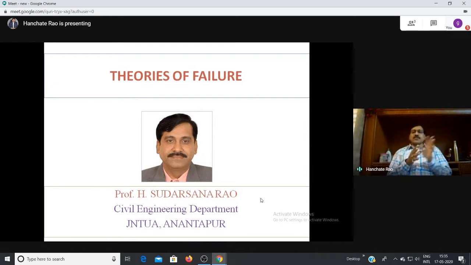So the complex loading system I have already explained to you. We have sigma x, sigma y, tau xy, tau yz, all that. The complex loading system produces principal stresses, sigma 1, sigma 2, sigma 3, all that. So this complex loading system is one side, and the other side is the material which you are using for the member. If you are using a concrete member, say, concrete. If you are using a steel girder, steel.